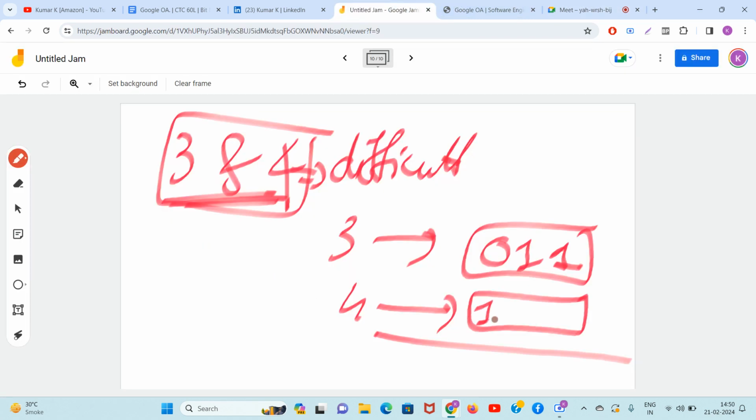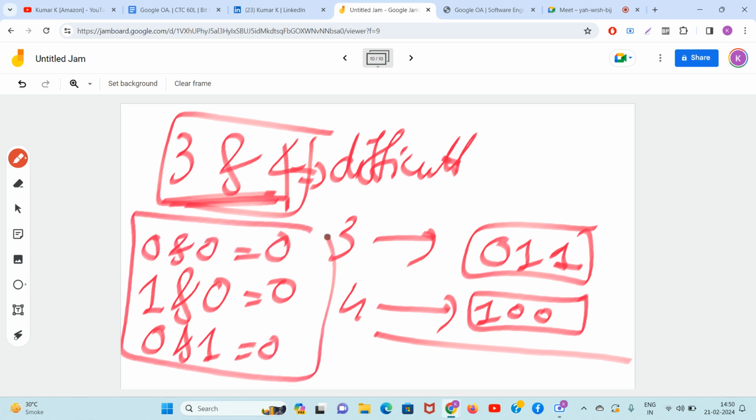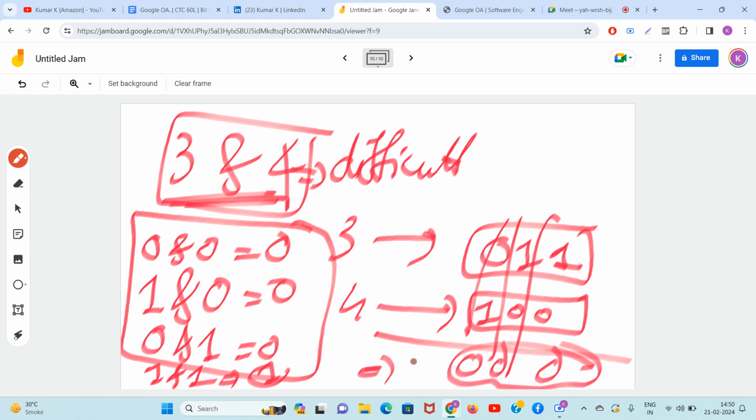If I do the AND operation, what will happen, guys? Please tell me in the chat fast. The AND rule is like this. Whenever you do AND of 1 and 0, the answer is 0. 0 and 1, it is again 0. 0 and 0, 0. The AND of any two bits is always 0, except when both are 1, only then the output is 1. So 1 and 0, 0. 1 and 0, 0. 0 and 1, 0. AND of 3 and 4 is 0.